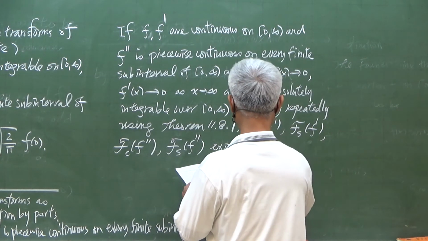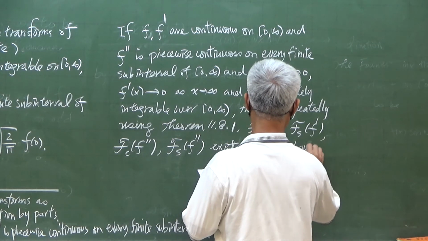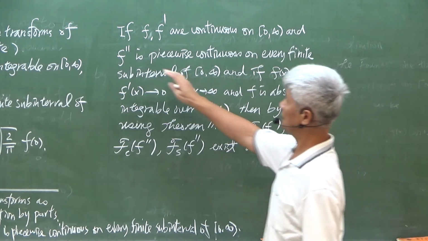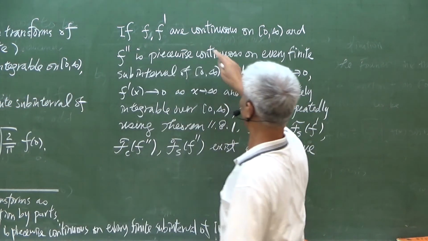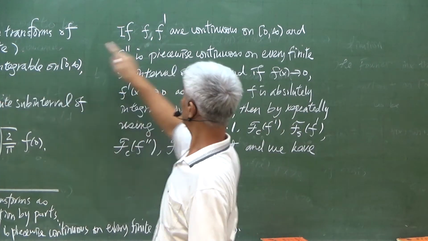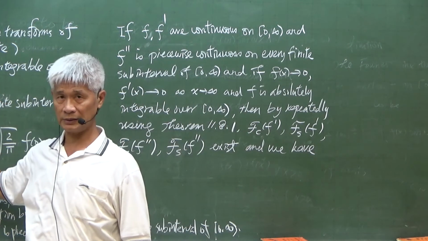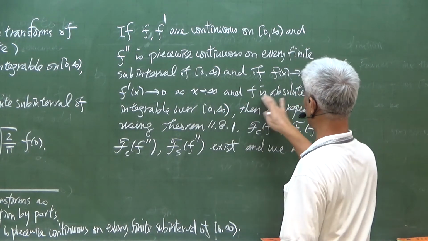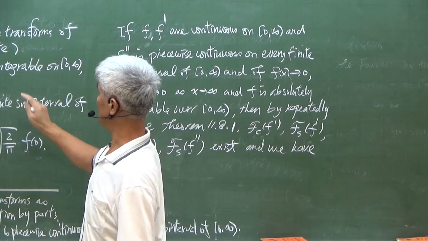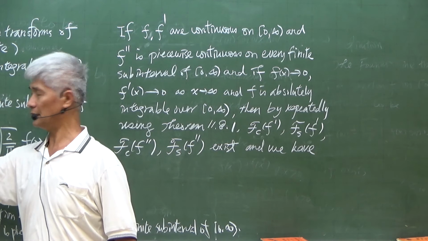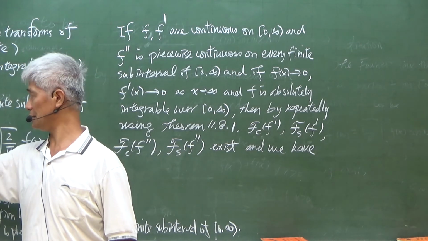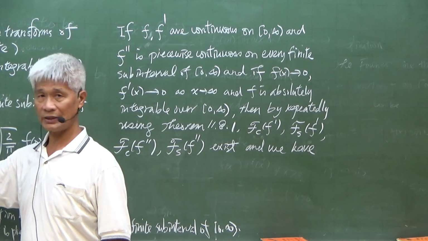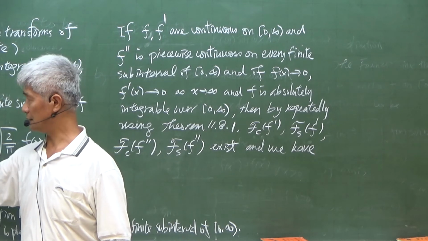Okay, why do these two exist? Because by this theorem, f is continuous as required, and f prime is continuous, so f prime is piecewise continuous, of course. And we know f goes to 0 as x goes to infinity, and f is absolutely integrable. So we have the existence of the Fourier cosine transform of the derivative and the Fourier sine transform of the first derivative.